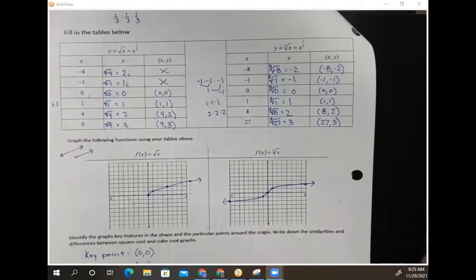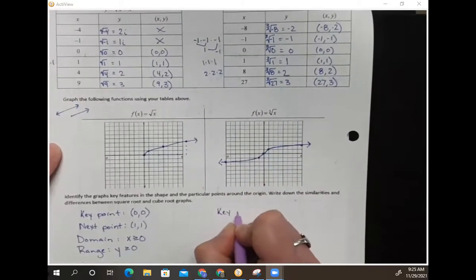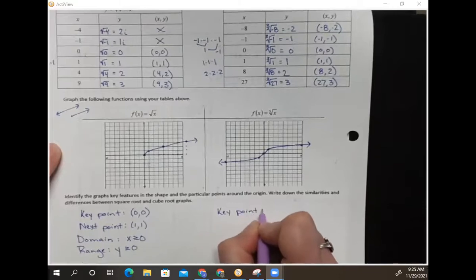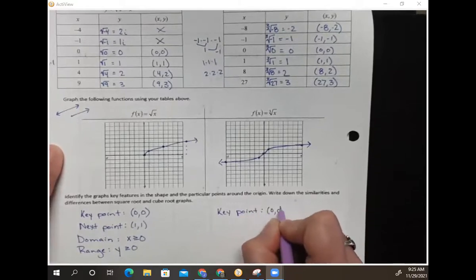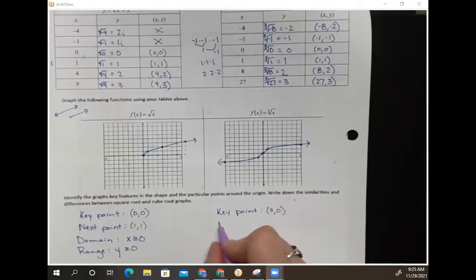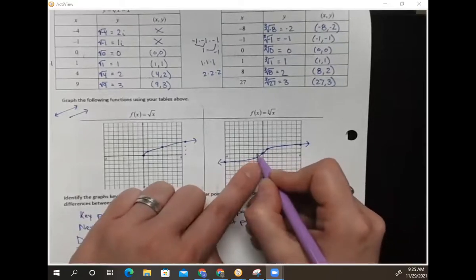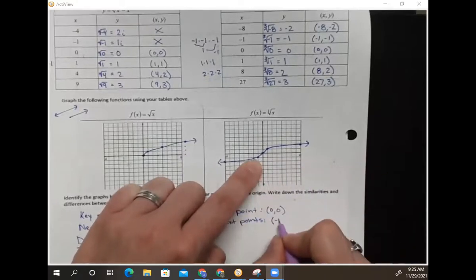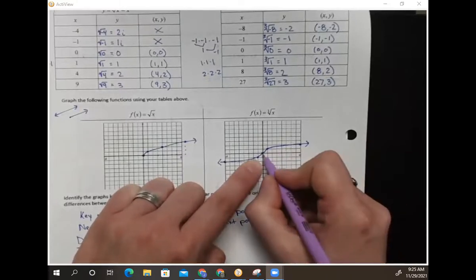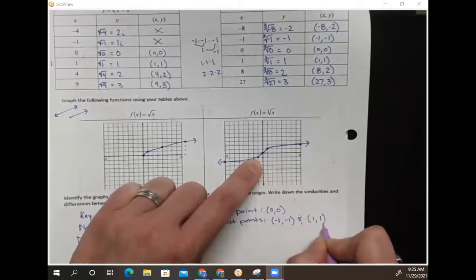So as I look at my key features for this graph, I'm going to call that sort of center point or key point again. So our key point for a cube root graph for this parent function is 0, 0. And then our next points to help us with graphing are going to be those ones on either side. So to the left, I go out 1, down 1. So I've got -1, -1. To the right, I go out 1, up 1. So I get +1, 1.